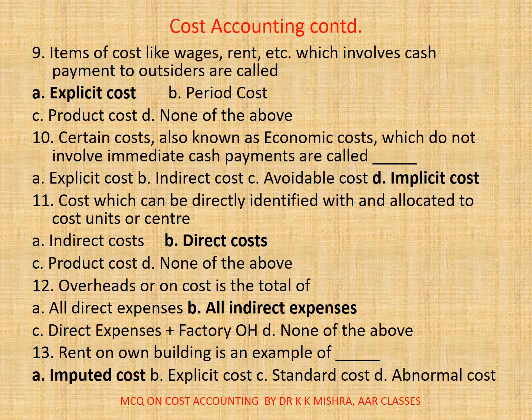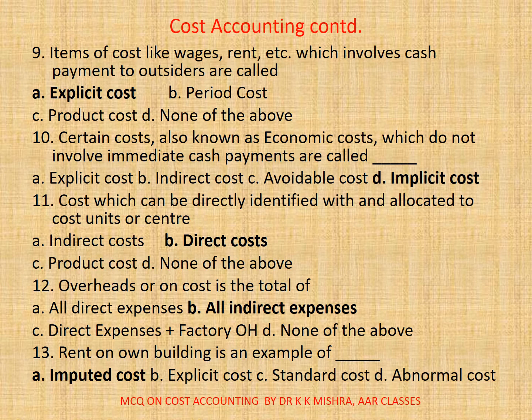10. Certain costs, also known as economic costs, which do not involve immediate cash payments are called A. Explicit cost. B. Indirect cost. C. Avoidable cost. D. Implicit cost. The correct option is D. Implicit cost. 11. Cost which can be directly identified with and allocated to cost units or center. A. Indirect costs. B. Direct costs. C. Product cost. D. None. The correct option is B.